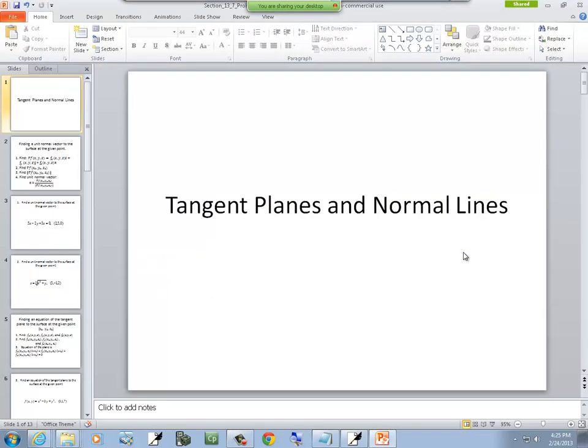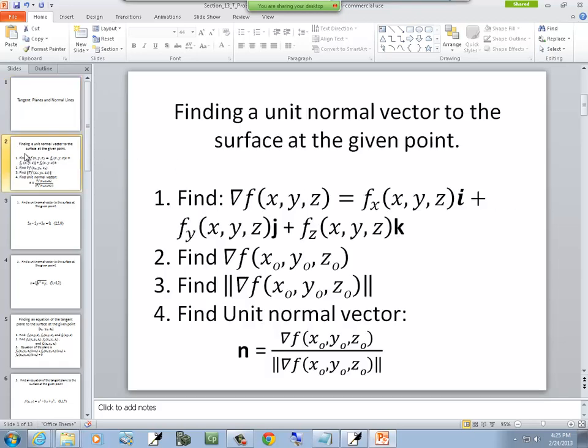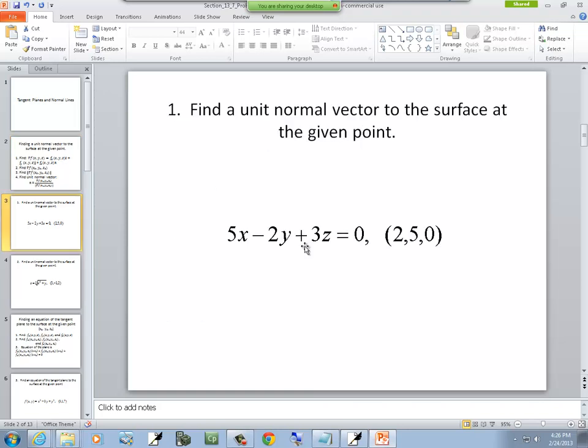Let's take a look at tangent planes and normal lines. The first thing we'll look at is how to get a unit normal vector to the surface at a given point. These are our steps. First step is to find del f. Second step is to plug your point in. Third step is to find the magnitude of del f after you plug your point in, and then to find the unit normal vector. So let's take a look at these steps in more detail.